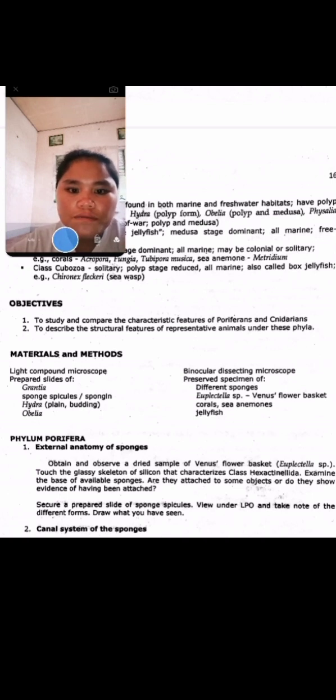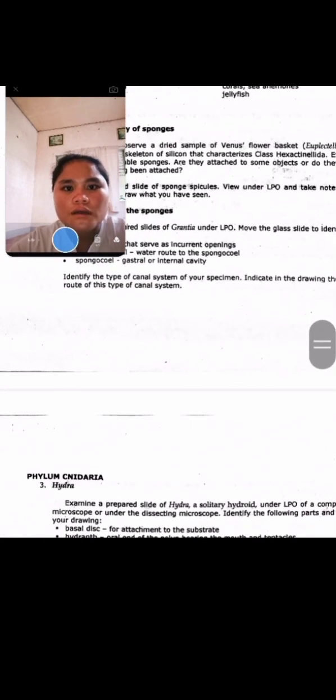Ostia, pores that serve as incurrent openings. Incurrent canal, the water route to the spongocoel. Then the gastral or internal cavity.